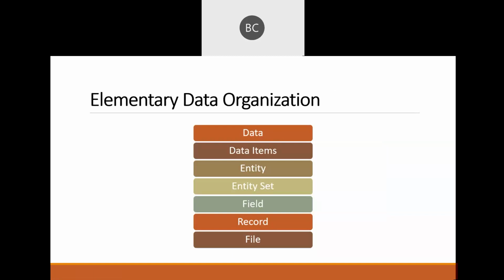Okay. Now we have different organizations for data items. What is the data? Normal data. Data can be any elementary values. It can be a collection of values like your name, your IDs. Those are data.